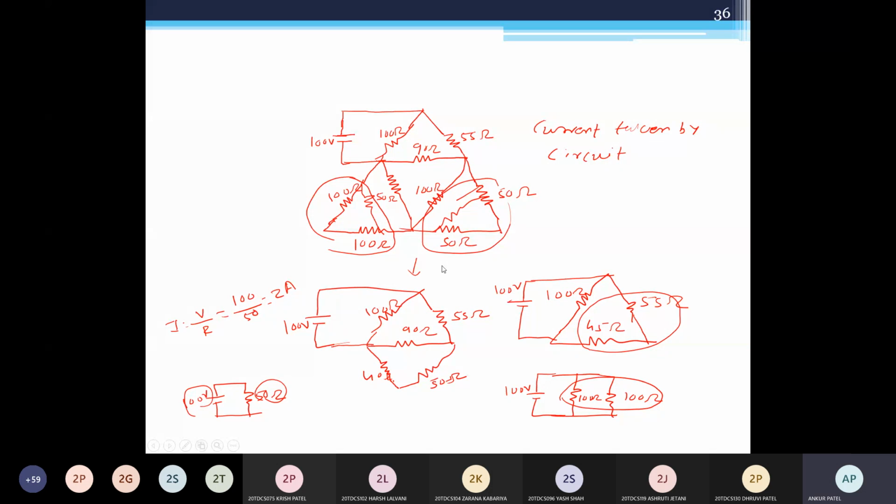After understanding series and parallel combinations, suppose we have complicated networks, then we use star delta transformations. For complicated networks, we can't use series and parallel connections, otherwise it becomes complicated. So to solve complicated networks, we use star delta transformations. That we will do in the next lecture.